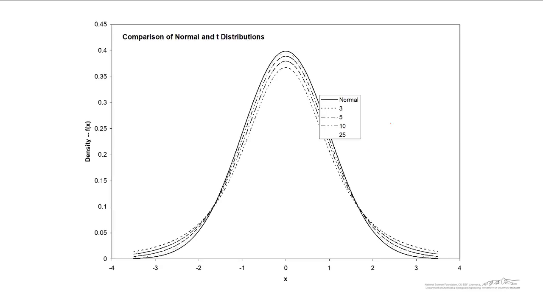Let's compare the normal and t-distributions. This very top outer line here, that's the normal distribution. If we take a look at the t-distribution with 3, 5, 10, and 25 degrees of freedom, we see that with very few degrees of freedom, this lower one is actually the 3 degrees of freedom, but as we increase the degrees of freedom, we approach the normal distribution.